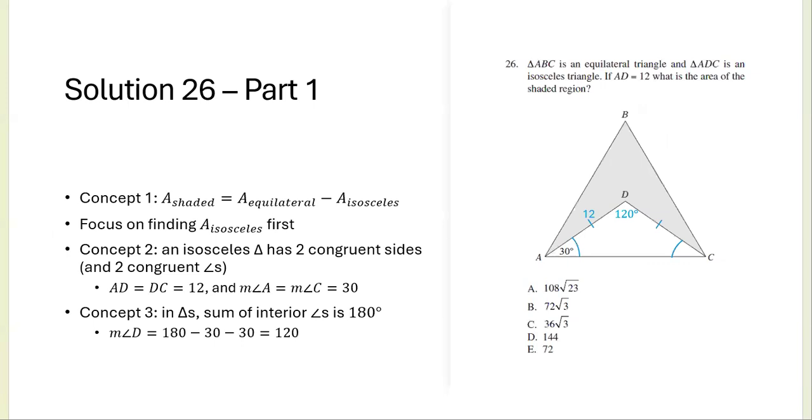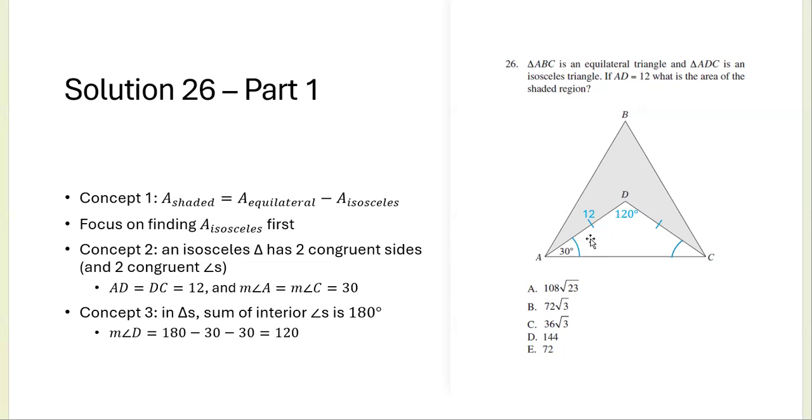Okay, so we can first have a strategy on how to solve this. To find the area of the shaded region, we probably want to do area of this big triangle minus area of this smaller triangle. Okay, and the big triangle is the equilateral, the smaller triangle is the isosceles. So that's why we're on concept 1. Area shaded is area of equilateral minus area of isosceles. So let's focus on the area of the isosceles first, all right?